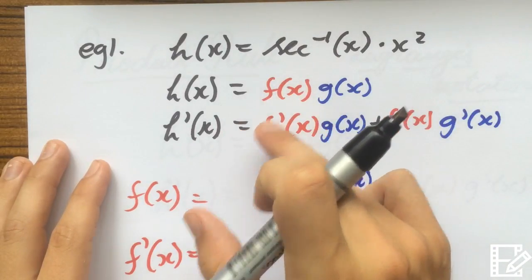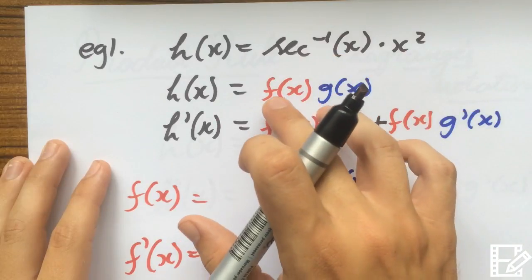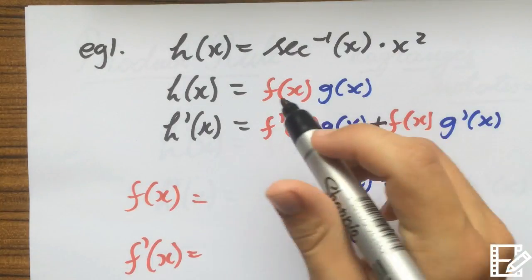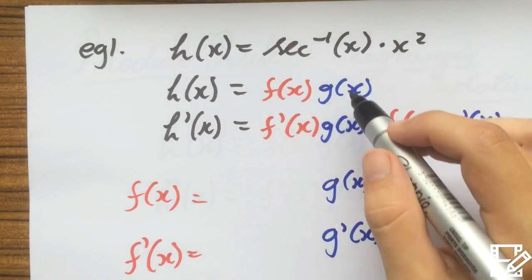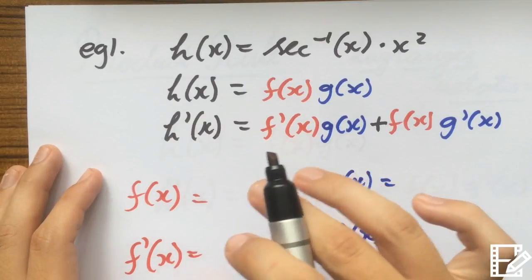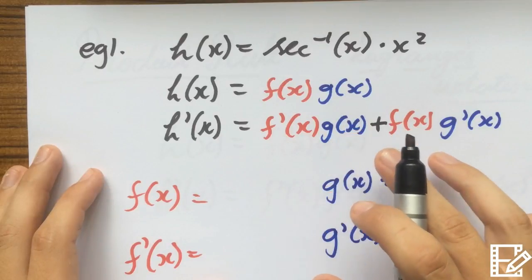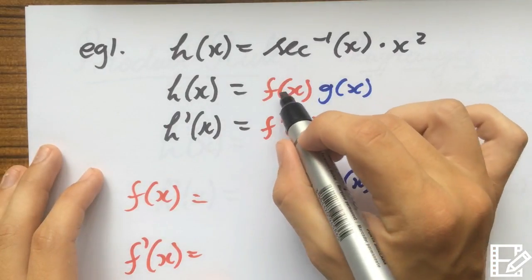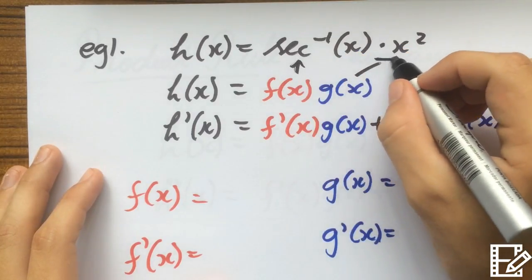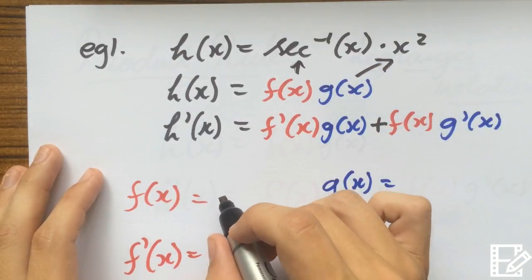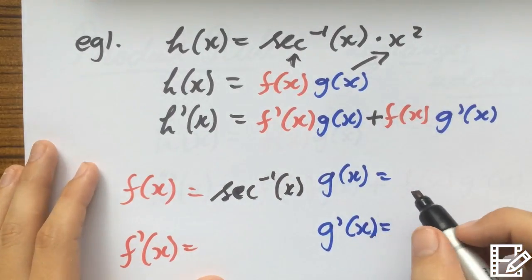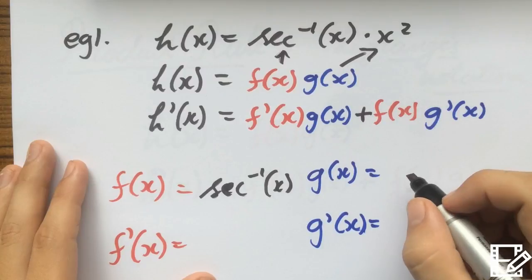We have to pick one of these to be f(x) and one of these to be g(x) if we're going to use the product rule, because the product rule requires a function times a function. And the derivative is f dash multiplied by g plus f multiplied by g dash. So first we've got to pick one of these to be f and one of these to be g. We'll pick f(x) to be inverse secant of x, and we'll pick g(x) to be x squared.